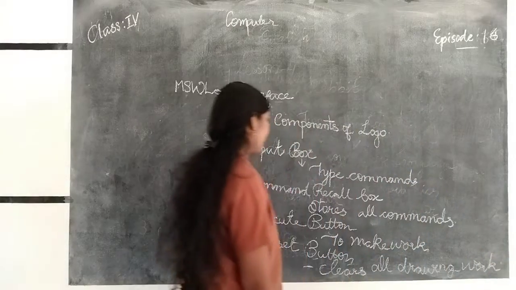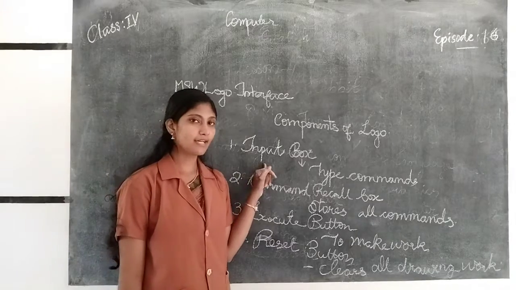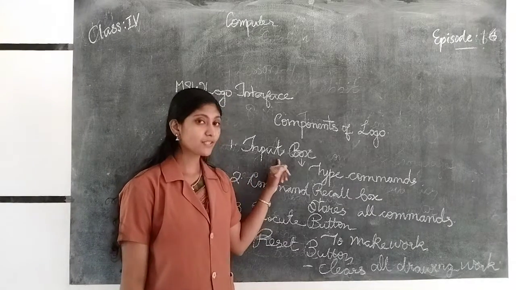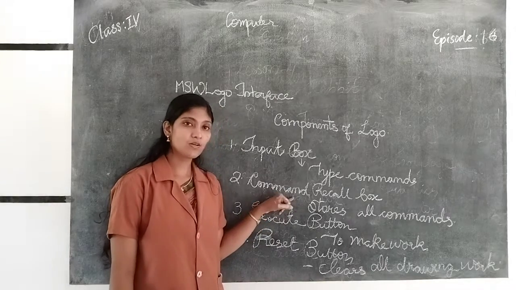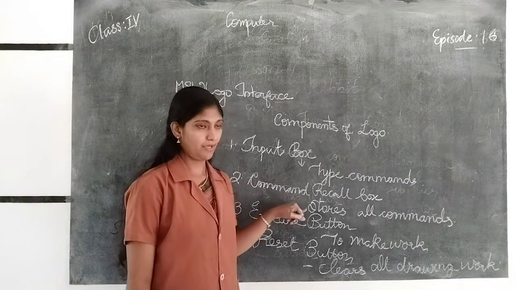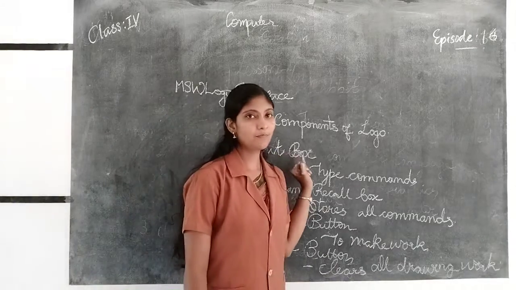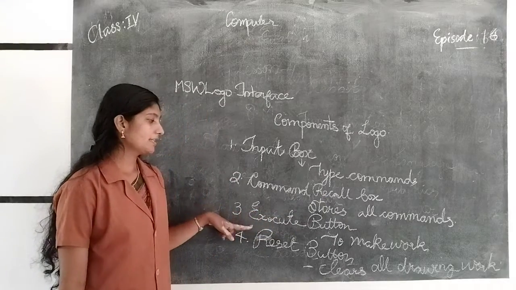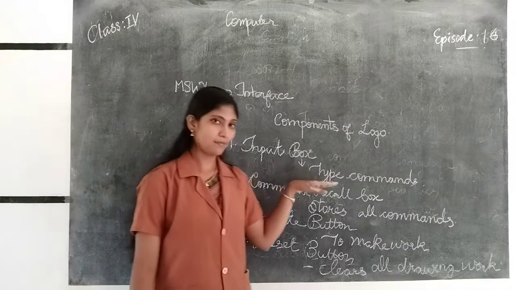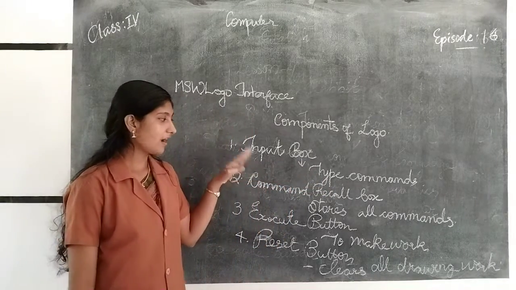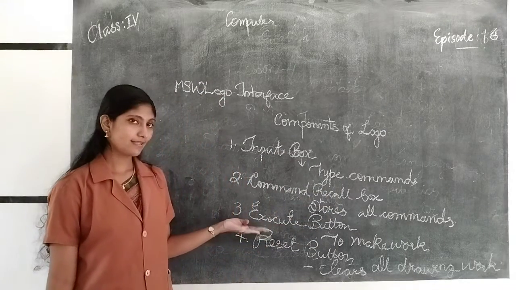Yes, so these are the main components. Once again, the first one is the input box. Input box means you can type the commands in the input box. From where? From the command record box. The record box contains all the commands, so you can select the commands from the record box and type them in the input box. The third one is the execute button. After typing the commands in the input box, to make it work, click the execute button.